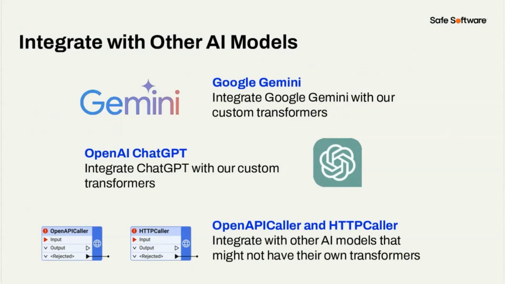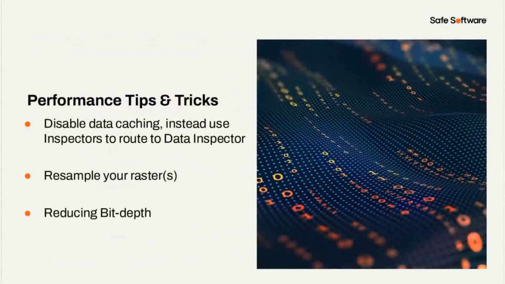Some performance tips and tricks. We recommend to disable data caching. When you're working with a raster dataset, make sure data caching is off when troubleshooting and testing, unless you have a smaller dataset. This will enhance the processing speed of your workflow. FME caching may consume disk space in no time, so use wisely. Instead, route to Data Inspector.